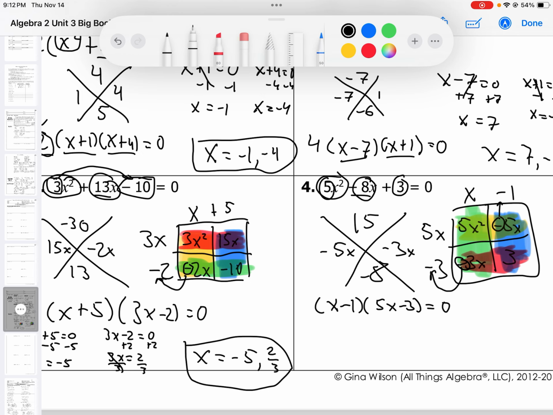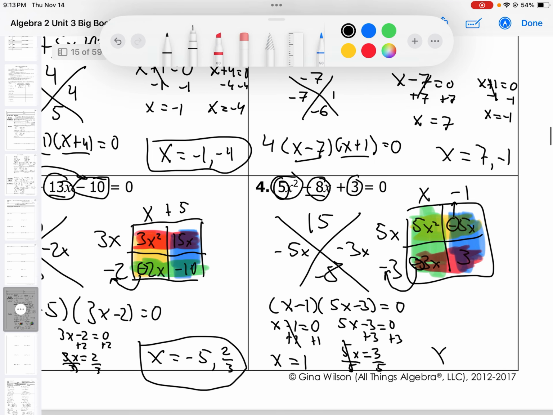Set each factor equal to 0. x minus 1 equals 0. We're going to add 1 to each side, and we'll get x equals 1. For 5x minus 3 equals 0, we'll start by adding 3 to each side, and we will get 5x equals 3. Then we need to divide each side by 5, and we will get x equals 3/5. So the two numbers we have for x are going to be 1 and 3/5.